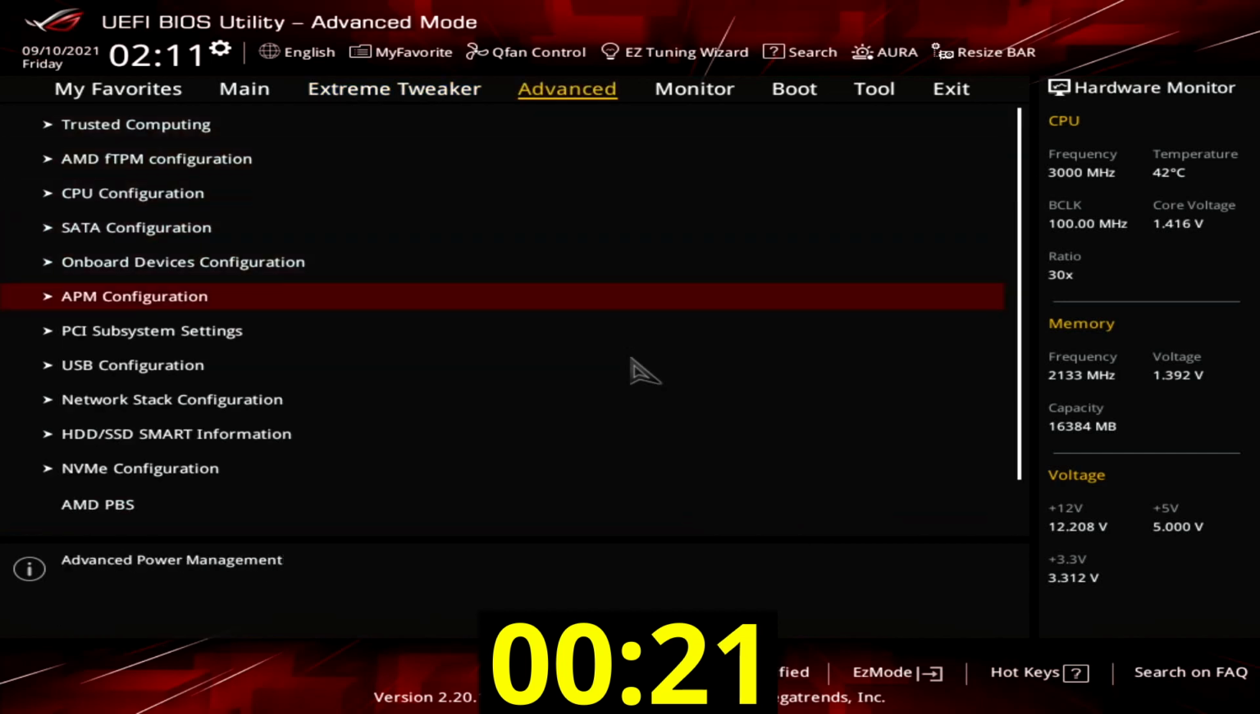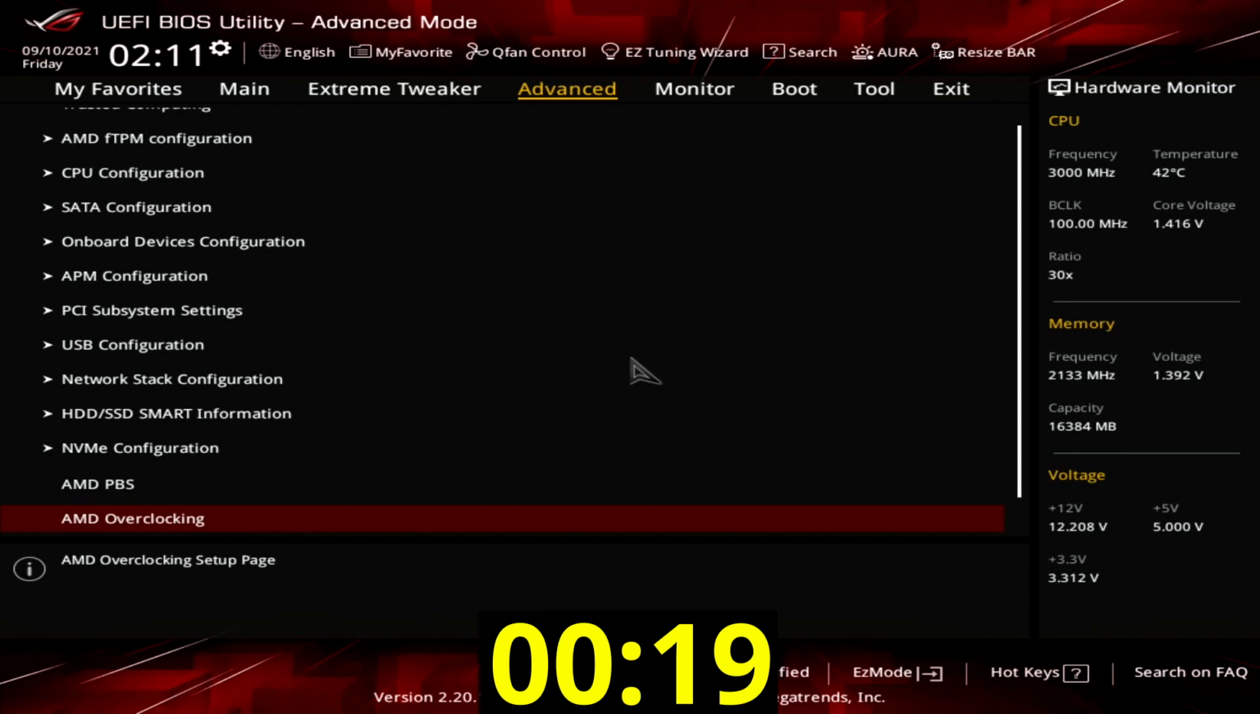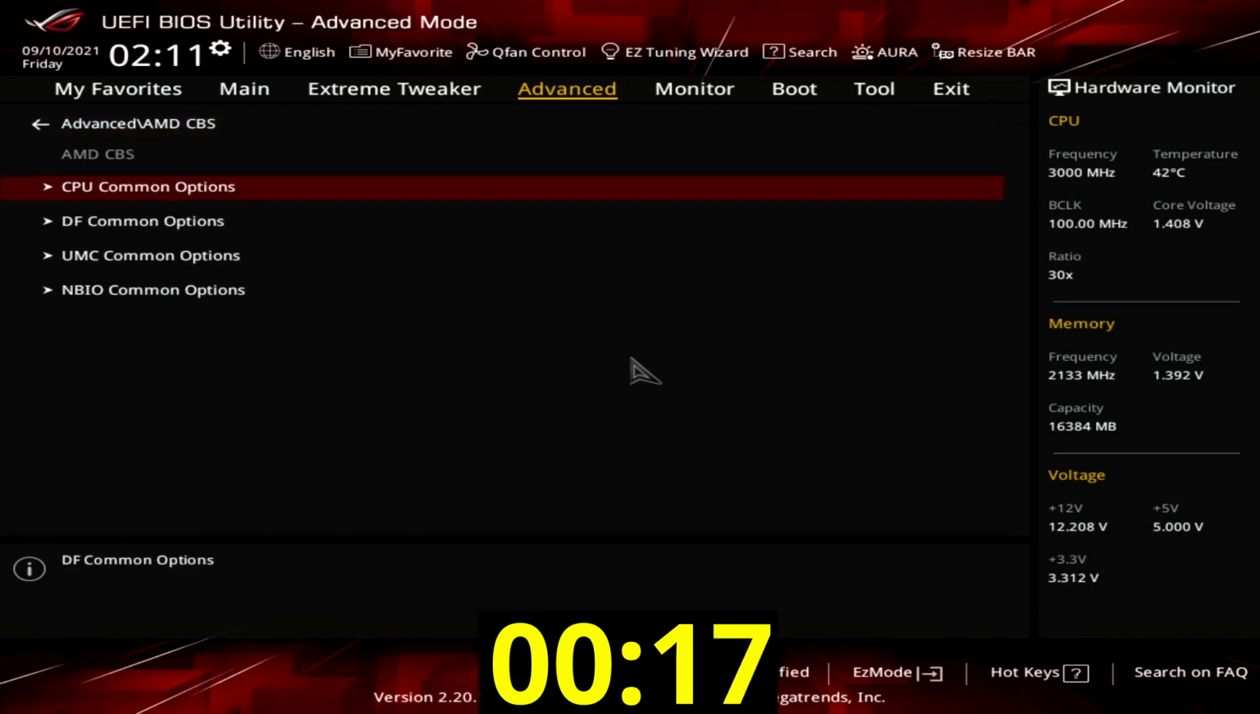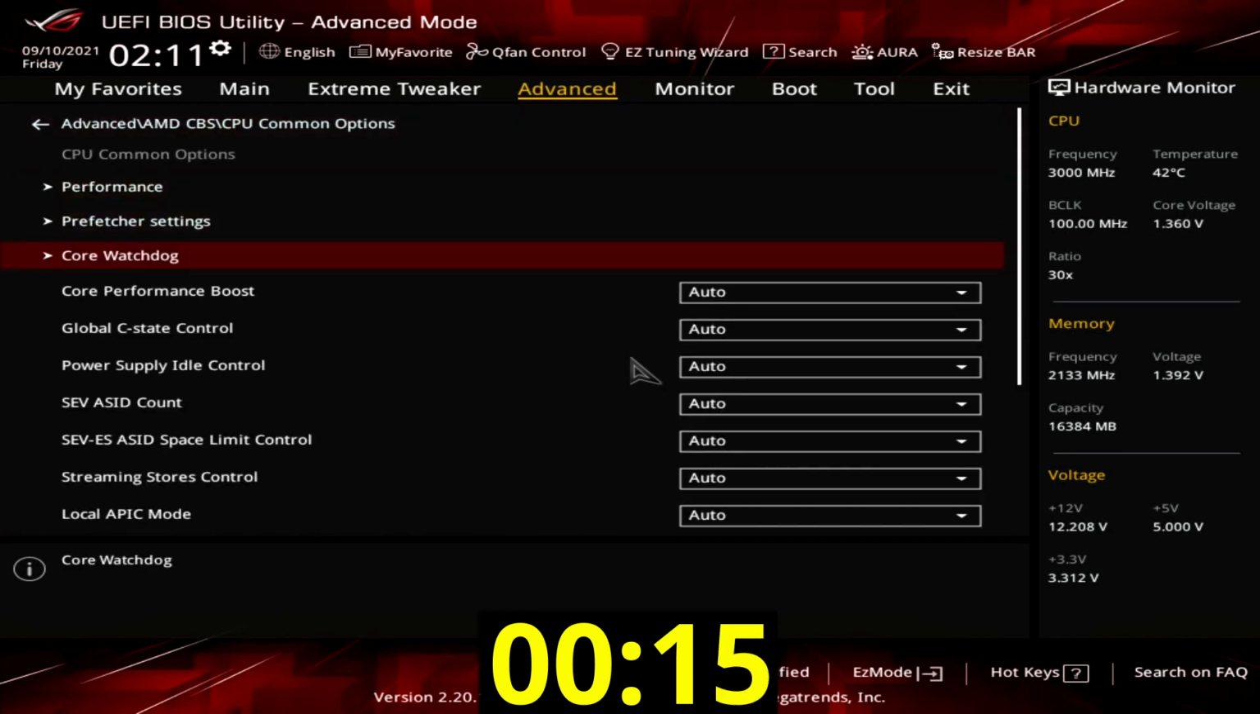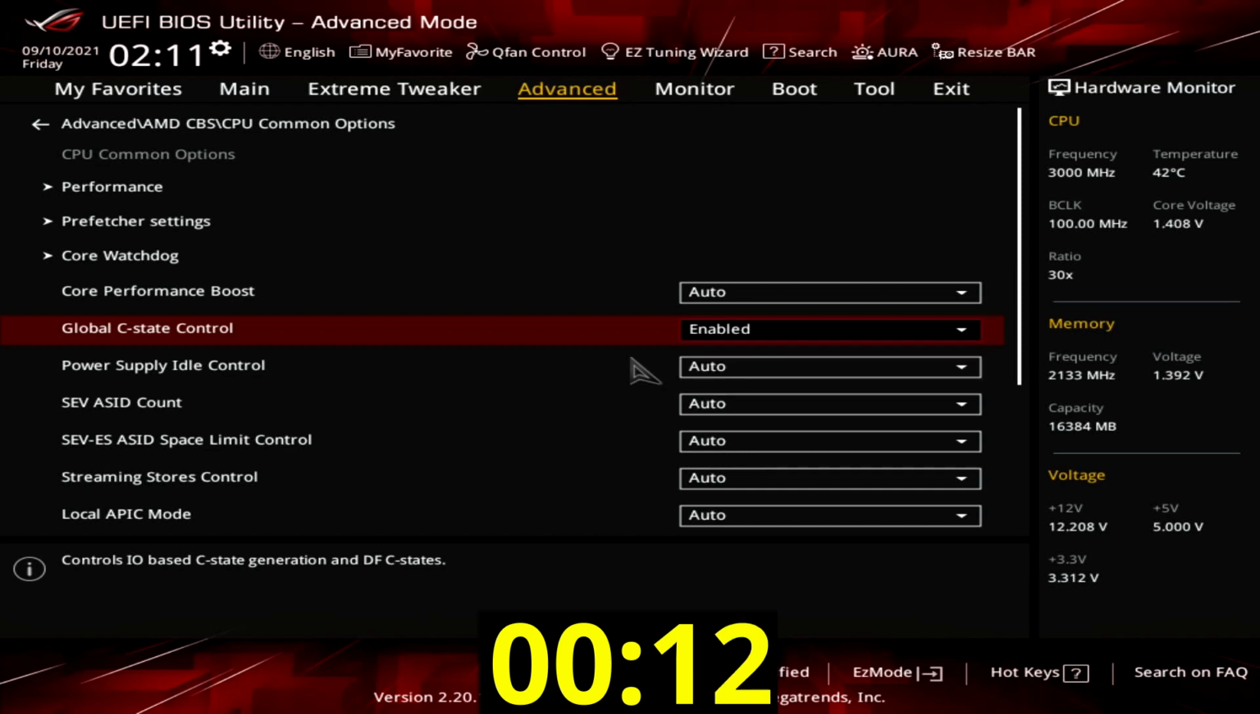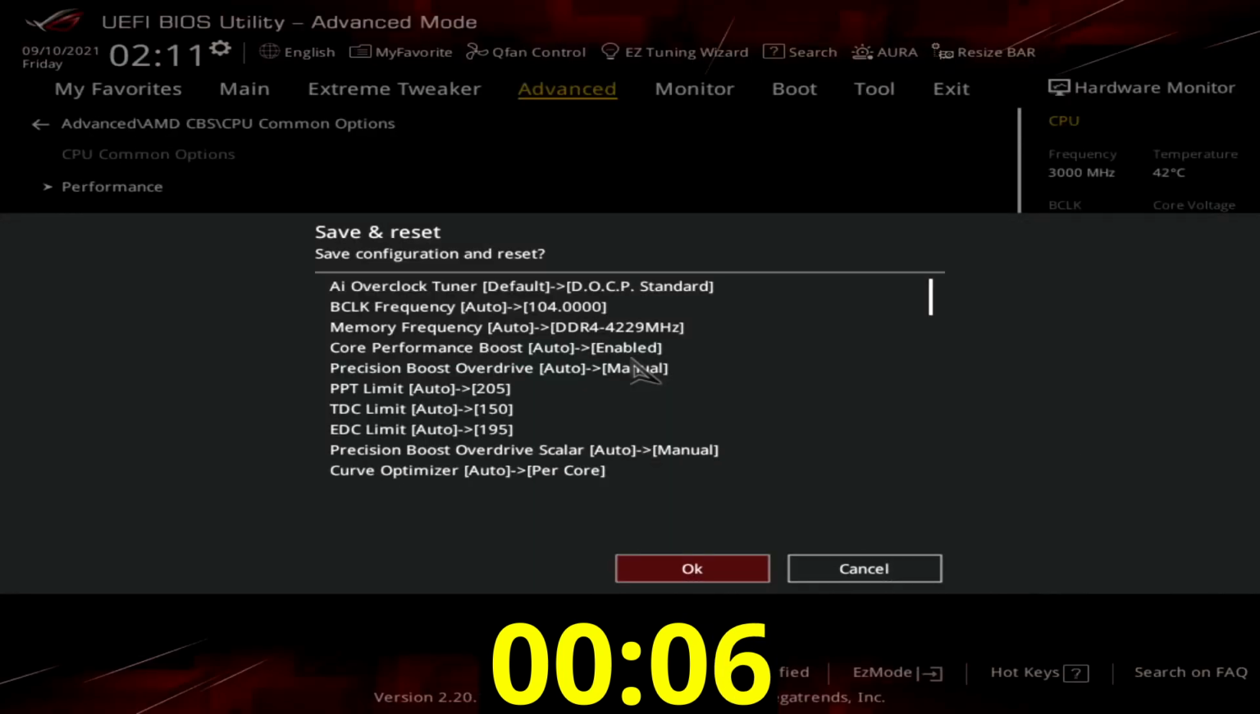Go to the advanced menu. Enter the AMD CBS submenu. Enter the CPU Common Options submenu. Set Global C-State Control to enabled. This will ensure proper frequency scaling when the BCLK frequency is over 101 MHz. Then save and exit the BIOS.